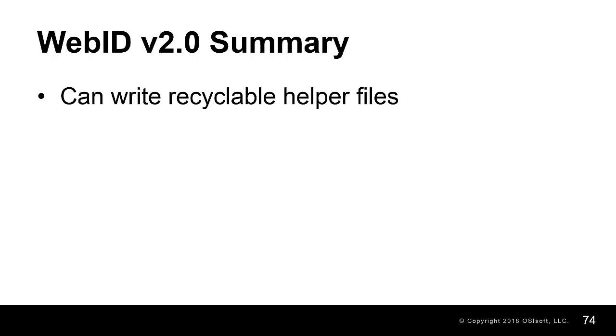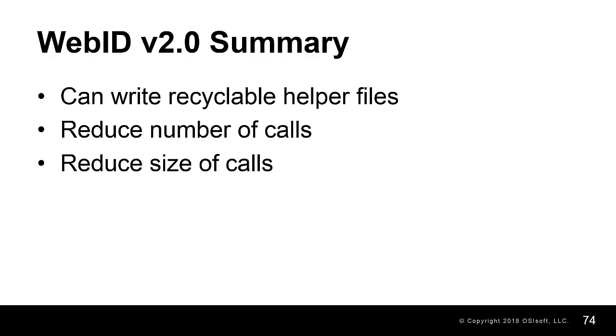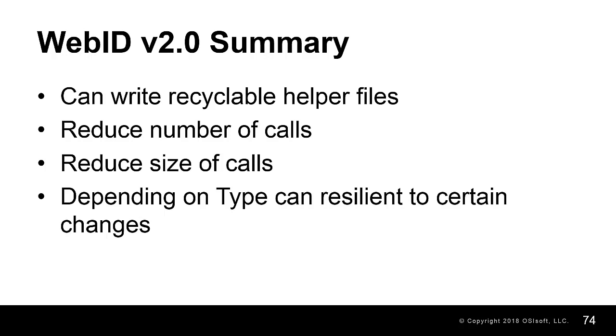As I mentioned, WebIDs will allow you to make the call directly for the piece of information you need, rather than requiring you to retrieve the WebID before retrieving data. Using smaller WebID types can also allow you to reduce the size of the call, and, depending on which type you use, can be resilient to certain changes. We hope you take advantage of some of the WebID creation in your applications.